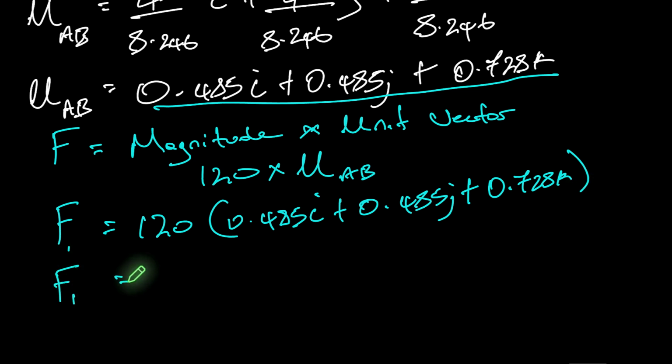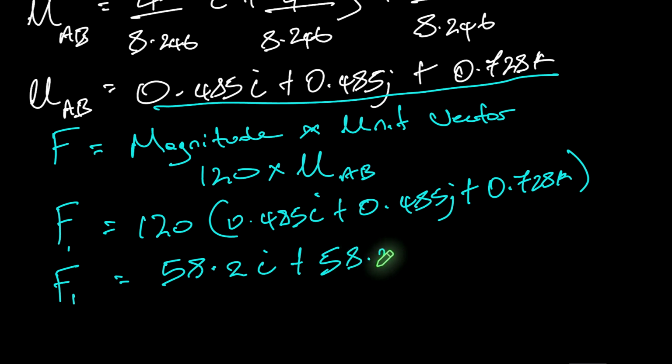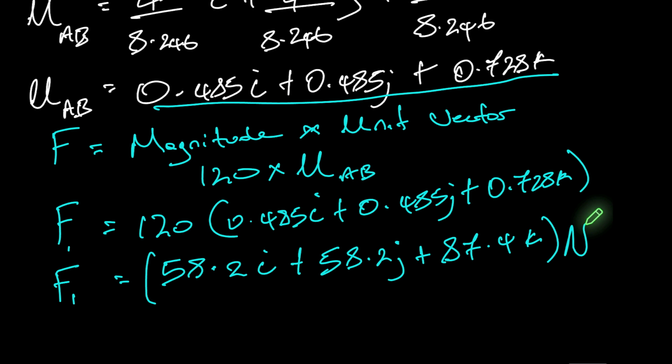So F1 turns out as 58.2i, another 58.2j, and 87.4k. And this is a force, so our unit is Newton here. Now, a common mistake is to use the direction vector directly instead of the unit vector, so we have to make sure that we safeguard against that.